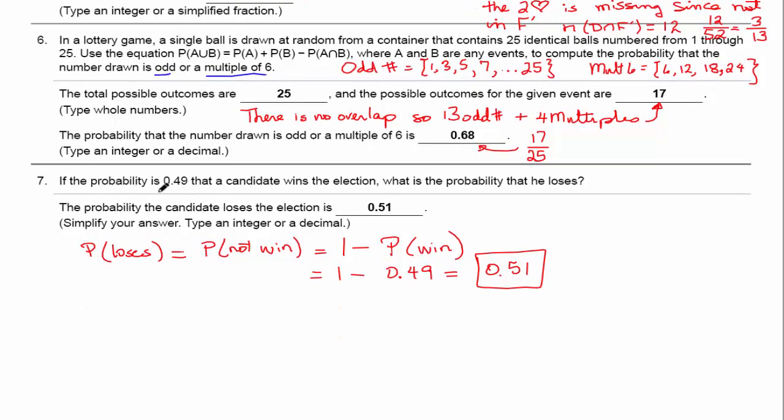And finally, if the probability that someone wins is 49%, what's the probability that they're going to lose? Well, it has to add up to 100%. So 100% minus 49% is 51%, and so 0.51.